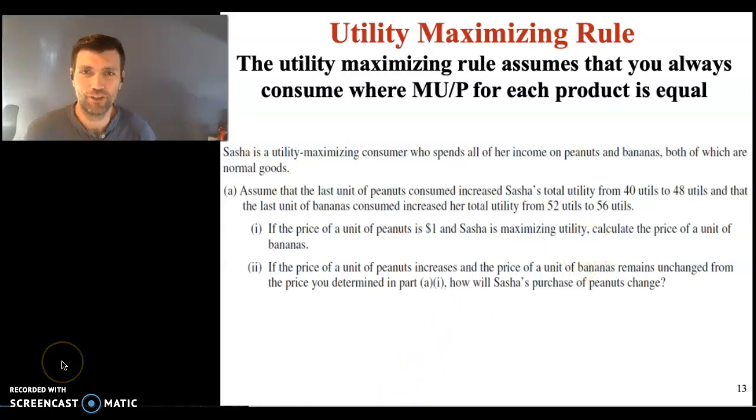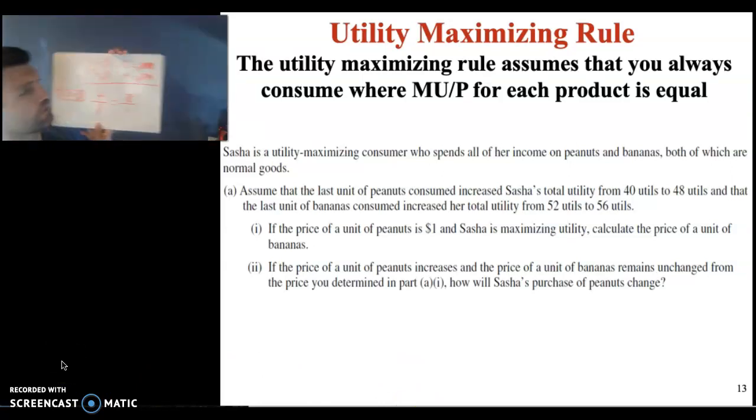All right, and now for the solution to this problem. I've worked it out right here so you can see. Our marginal utility for peanuts, for the last unit of peanuts consumed is 8. The price of peanuts is $1. The marginal utility for the last unit of bananas consumed is 4. The price of bananas is our unknown. We're trying to solve for that.